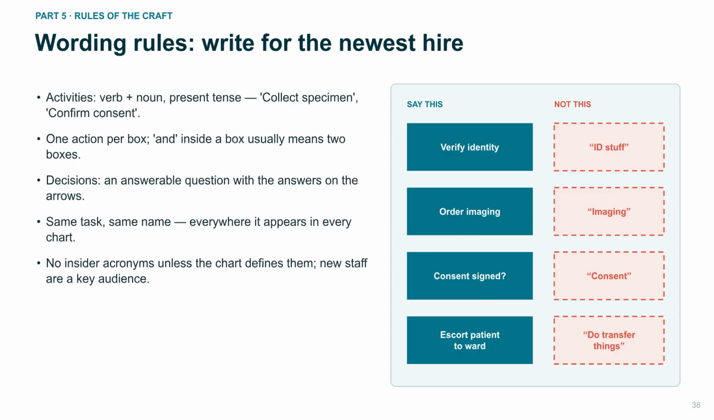For wording, remember the newest hire. Use a verb and a noun for each activity. Avoid jargon and internal acronyms. If a step requires an and in the description, it's likely 2 steps that should be split.